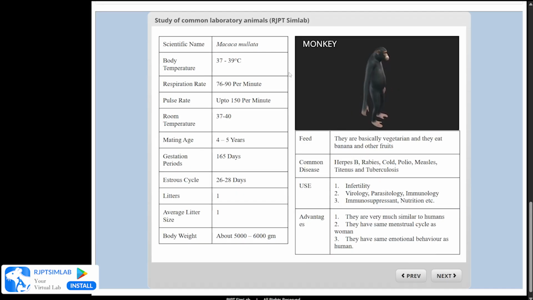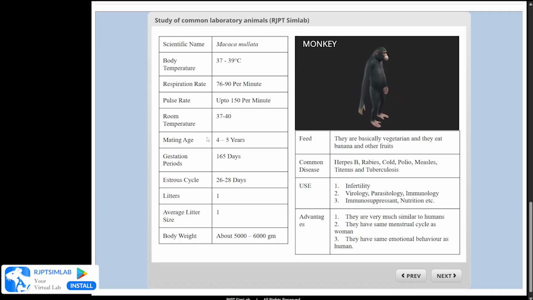The next animal is monkey. The scientific name of monkey is Macaca mulatta. The body temperature of a monkey is 37 to 39 degrees Celsius. The respiration rate is 76 to 90 per minute. The pulse rate is up to 150 per minute. The room temperature that it should be kept at is 37 to 40 degrees Celsius.